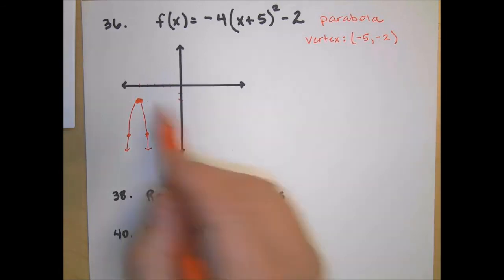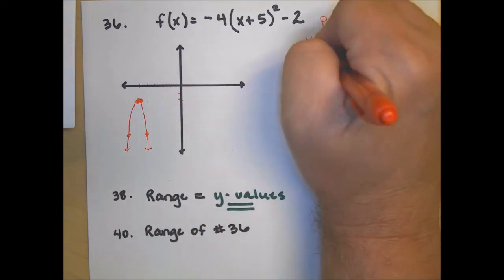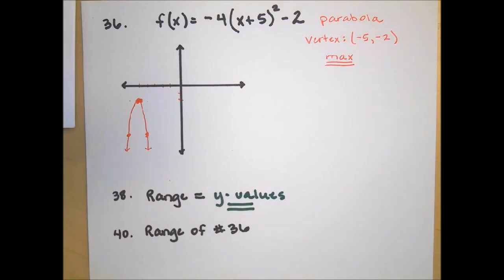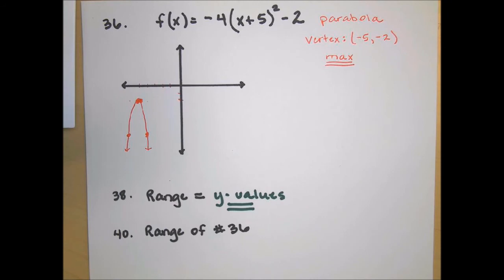Sketch the function. We could identify the vertex. Remember how -5, -2 was the vertex? Since it's a down parabola, the vertex is a max. So the maximum height of the parabola is -2. Now, problem number 38 just generically asks, what does the range mean? Well, the range means all the y values that are used on the function. So problem number 40 goes back and says, what is the range of problem 36? What are all the y values used on problem 36?